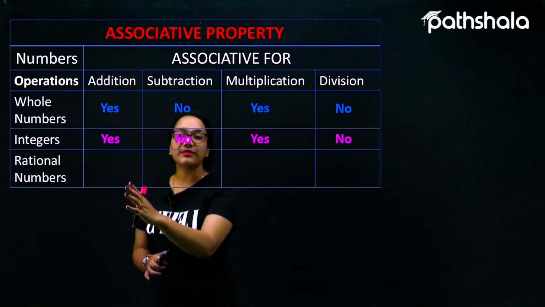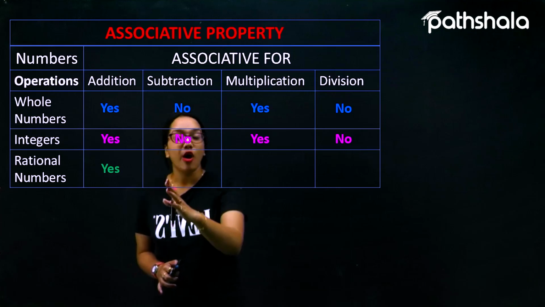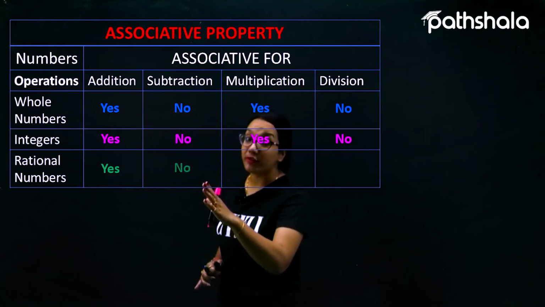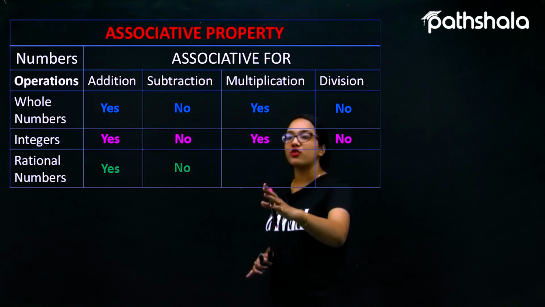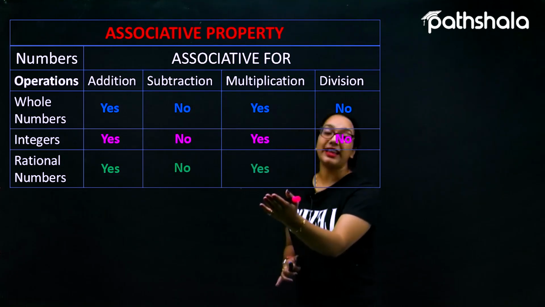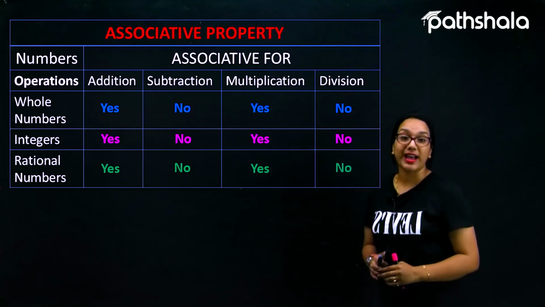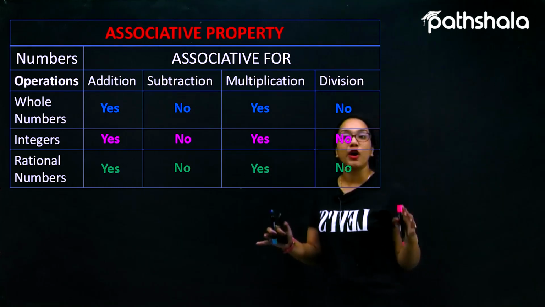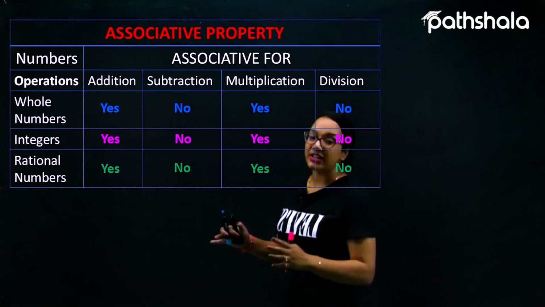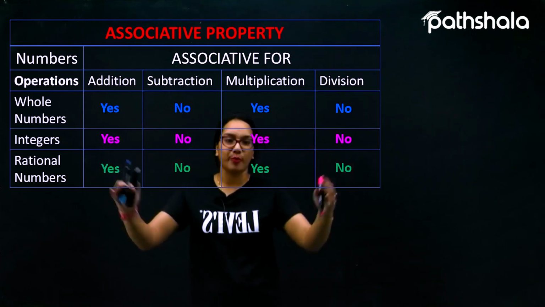Let's just move on further towards the rational numbers. For the case of addition, yes, they are associative. For the case of subtraction, no, they are not associative. For the case of multiplication, yes, they are associative. For the case of division, no, they are not associative in nature. So this is all about the associativity for the whole numbers, integers, rational numbers in case of all these basic 4 operations.